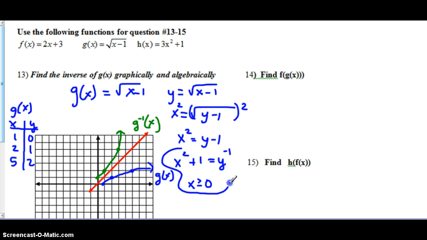So x squared plus 1 of all the x values greater than 0.